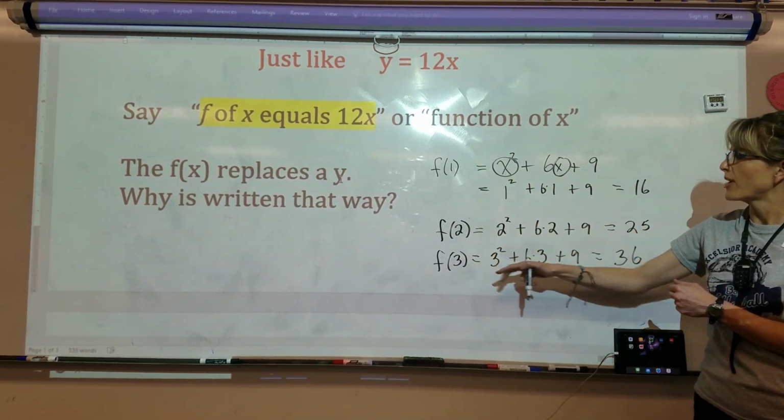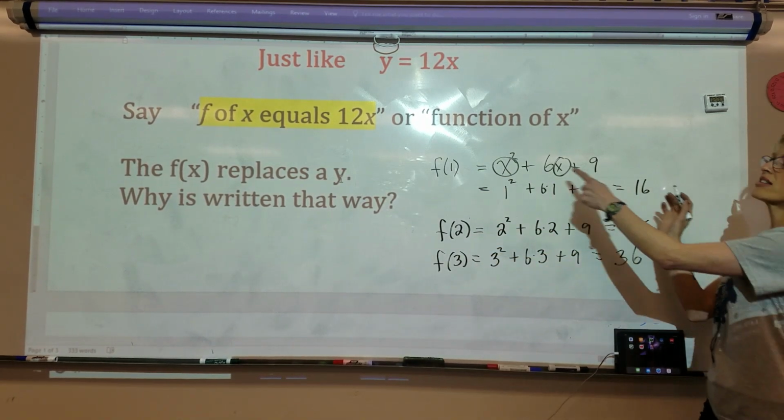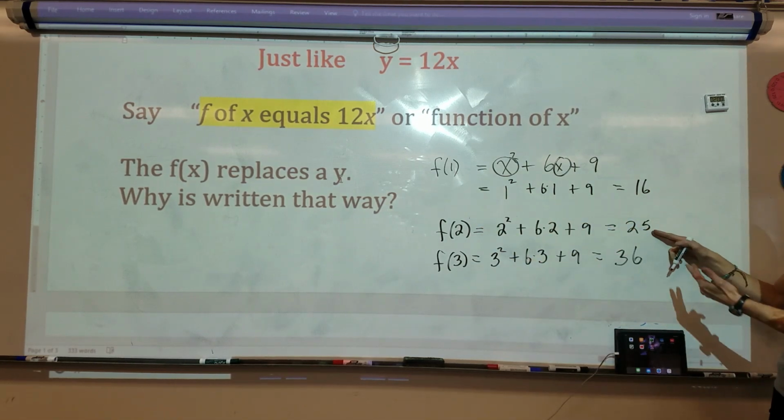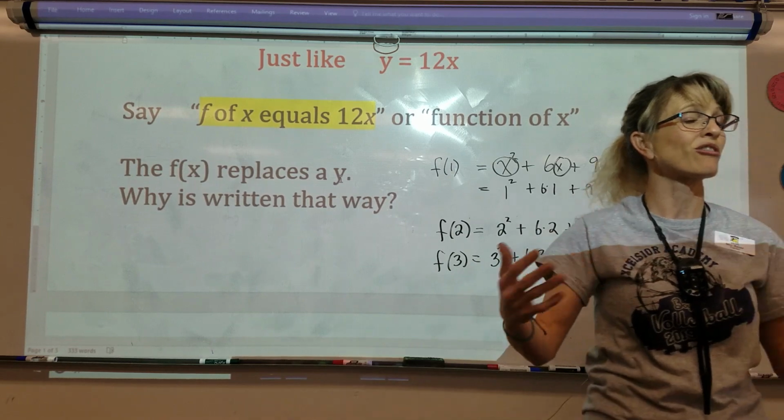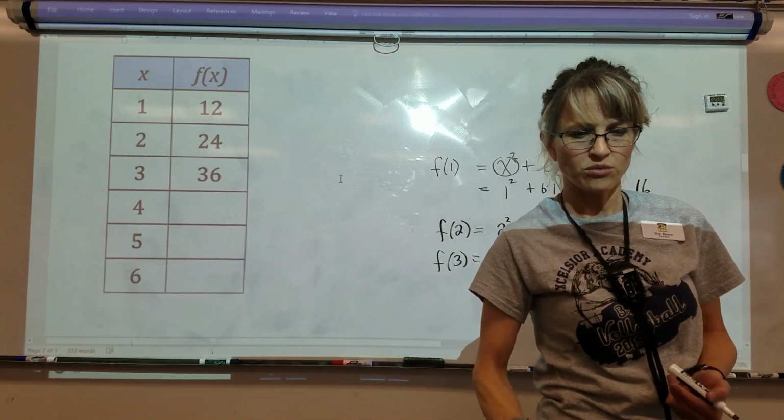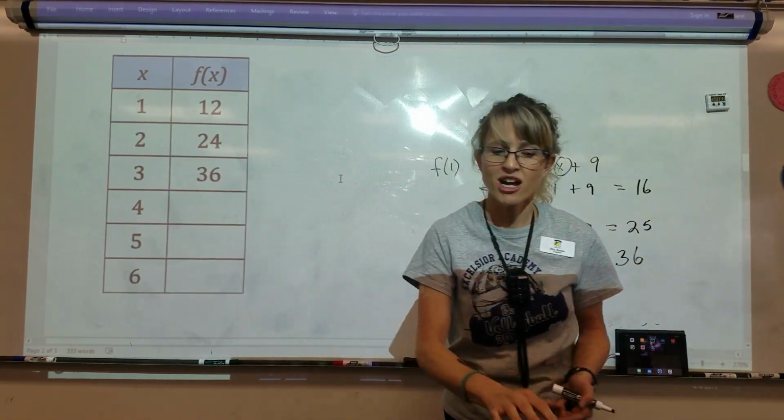If we write it that way, I can go, what was 16? Oh yeah, that's when I put 1 as my input. What was 25? That's when I put 2 as my input. So it's just a way to show it, a way to write it. All right, so in this table right here, this was our crayons table.